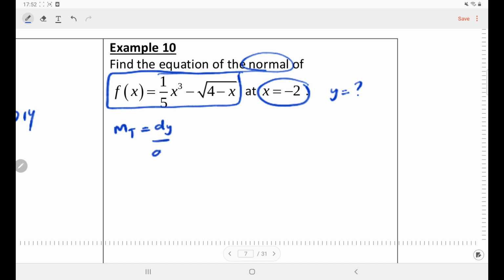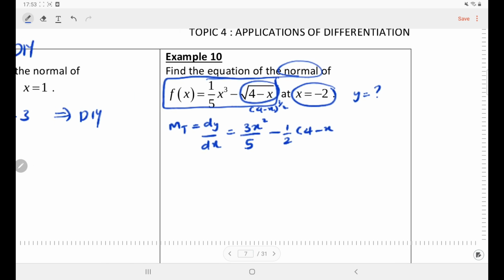Okay, so we will find the first derivative. Differentiate first. 3x square over 5. Okay, look here, it is 4 minus x to the power of 1/2. We can use the power rule. So for this one, I'm going to use the power rule. Okay, -1/2 and then differentiate in the bracket, -1. Okay, and then we rewrite and tidy it up. Okay, we will get plus 1/2, 4 minus x to the power of -1/2. Okay, stop here. No need to simplify or make the denominators the same. Why?